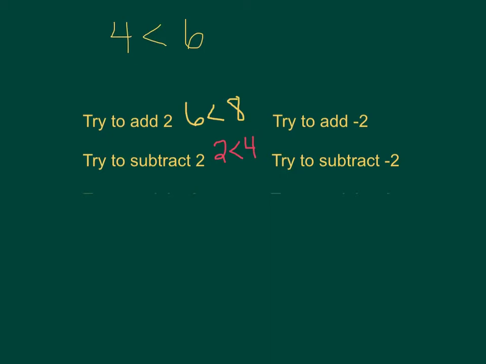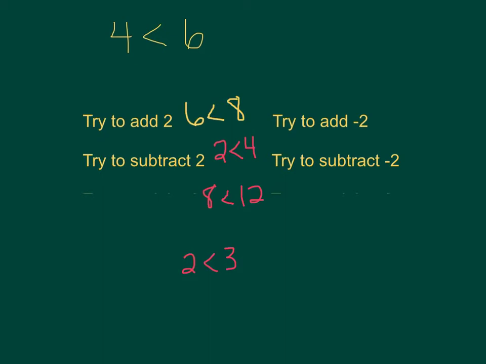Okay, try to multiply by 2. So if we multiply, 4 times 2 is 8, and then 6 times 2 is 12, and 8 is less than 12. Alright, let's divide by 2. 4 divided by 2 is 2, and 6 divided by 2 is 3. So 2 is less than 3. That's a true statement.